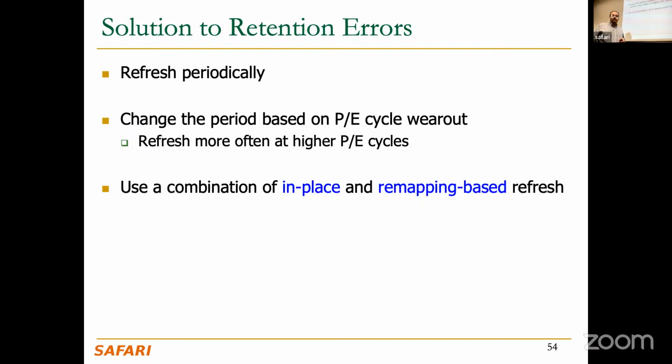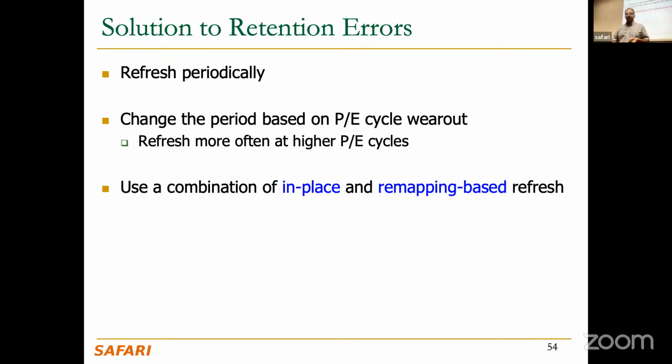In order to implement this technique, we use a combination of in-place and remapping-based refresh. We're going to see later what exactly it means, but shortly, in-place refresh means that you cannot control the reduction of threshold voltage in flash cells, but you can always increase the threshold voltage. So you can periodically read your flash page, and if you observe some errors or potential retention errors, you can do an in-place refresh by increasing the threshold voltage.